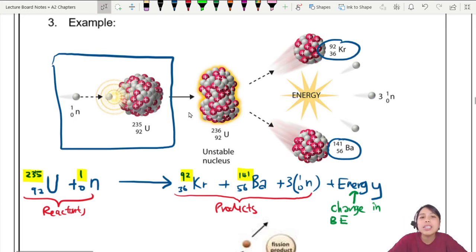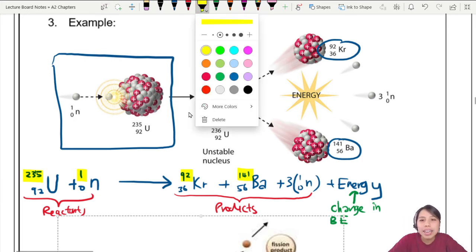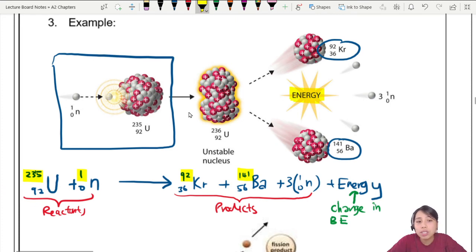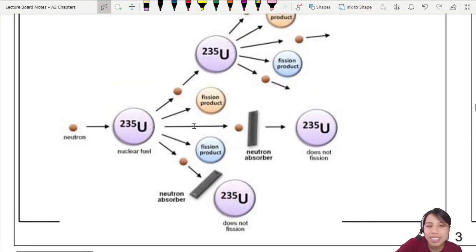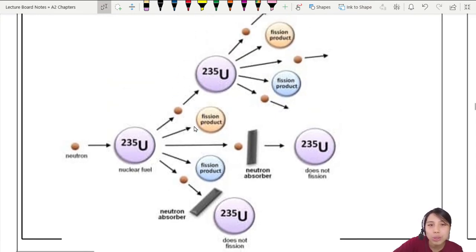You see this energy here? Wait, let me highlight it for you. This energy is a lot. And we can control fission better than fusion. So humans decided that we can use this process to create energy for us. And in a fission reactor, a chain reaction usually happens.